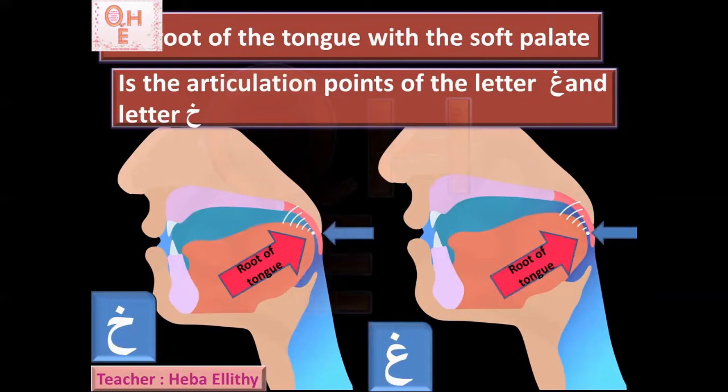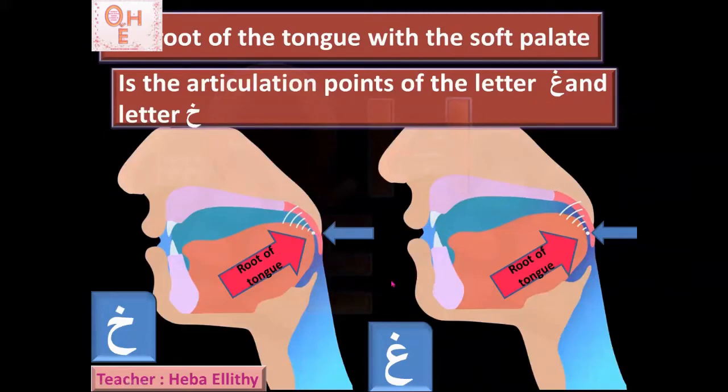If you remember, when we studied the palate of the mouth before, we said we have a soft area and a hard area. The soft area is at the back, and the hard area is after it, in the front. So letters khaa and ghain come from the root of the tongue and the soft palate area. We don't count it from the tongue, we count it from al-halq, the throat, because it's closer to the halq than the tongue area. Letter ghain is a little bit farther back than letter khaa.